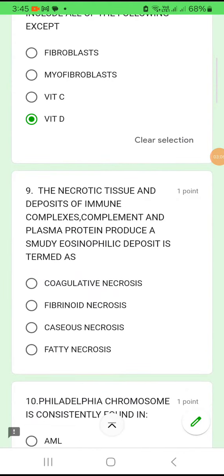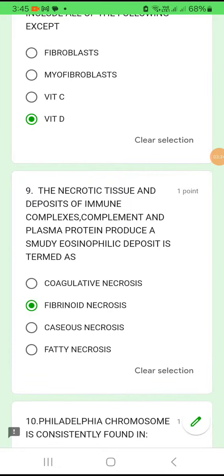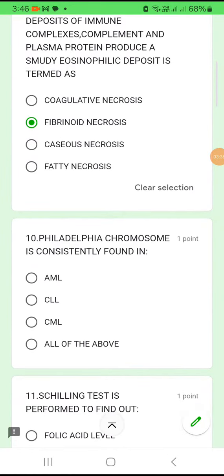Question number 9. The necrotic tissue and deposits of immune complexes, complement and plasma protein produce a smudgy eosinophilic deposit, which is termed what? Coagulative necrosis, fibrinoid necrosis, caseous necrosis, or fatty necrosis. Necrotic tissue will be there, along with immune deposits, complements and plasma protein. All of this together makes an eosinophilic deposit known as fibrinoid necrosis, option B.